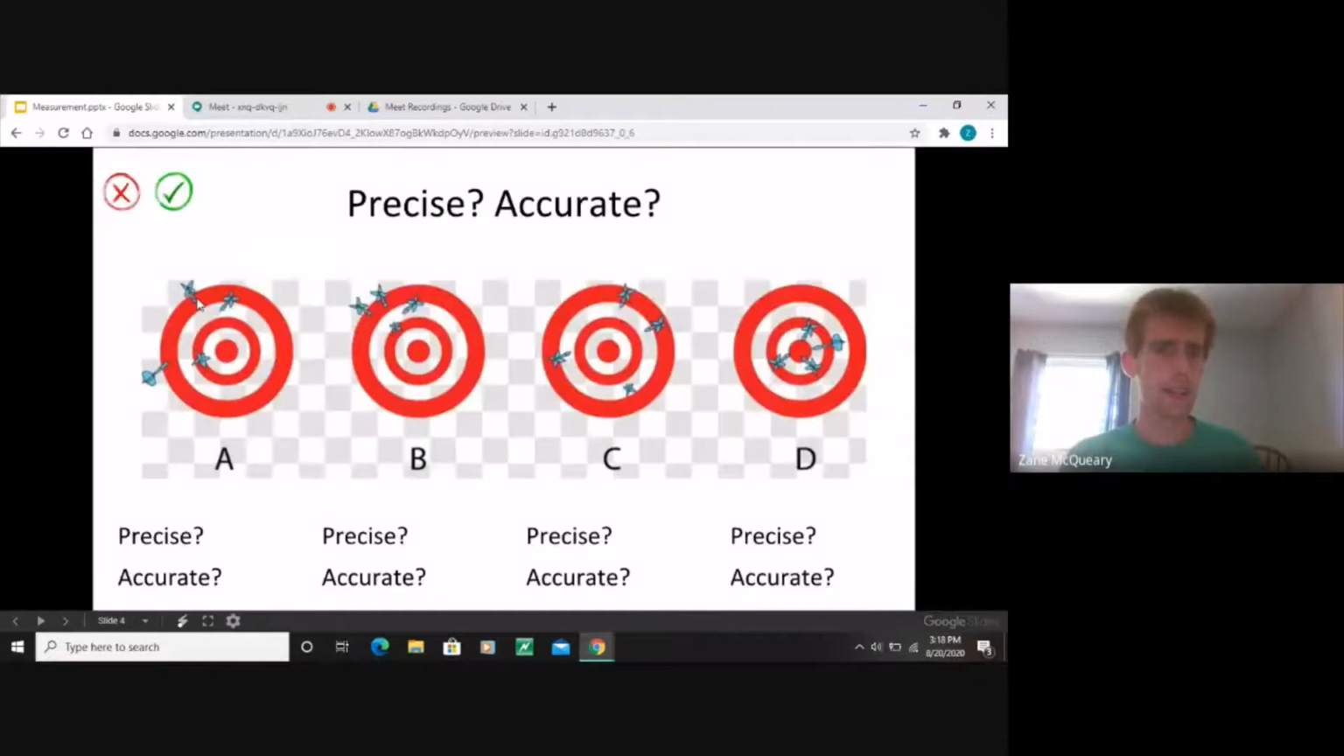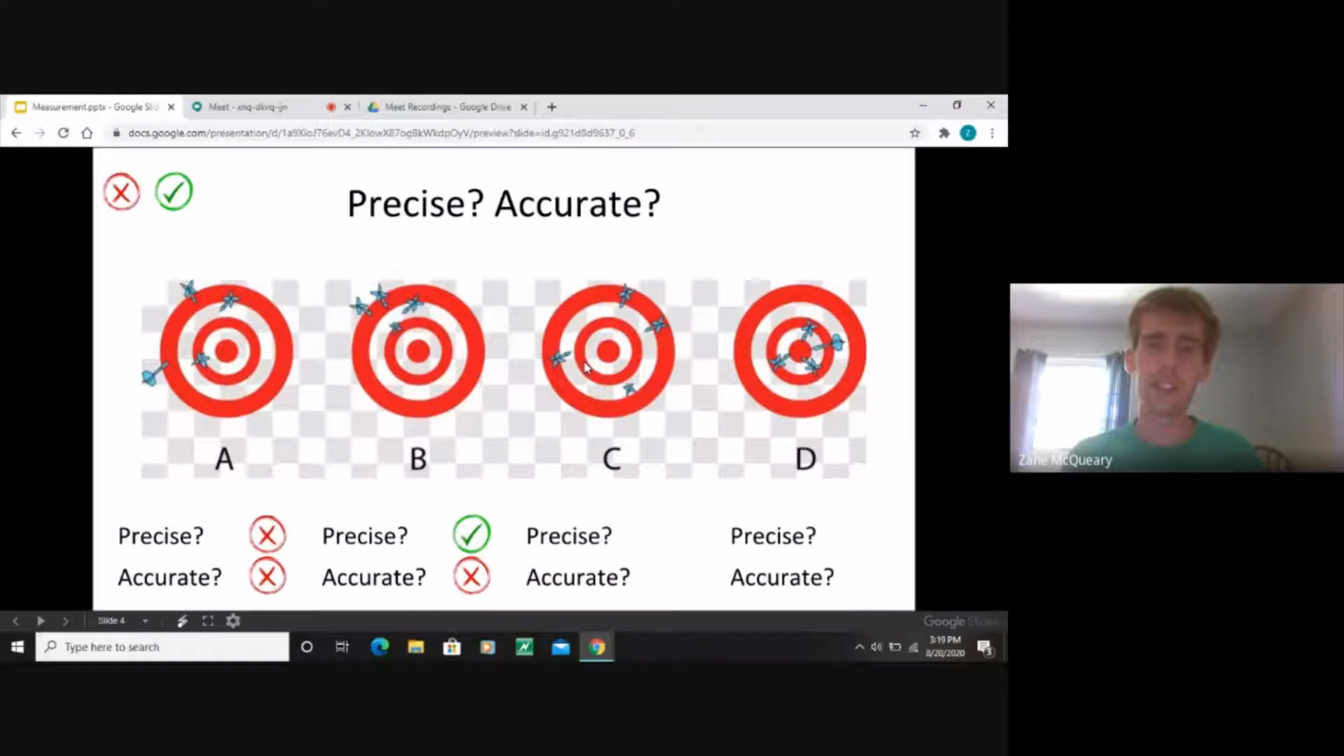Precision, remember, is how close you are. Are these close? Not really. But are they accurate? Are they close to our bullseye? Not really that close either. And B, they're pretty close. They're precise. But they're still not very accurate. He still hasn't hit that bullseye.